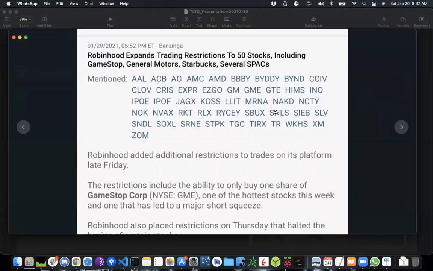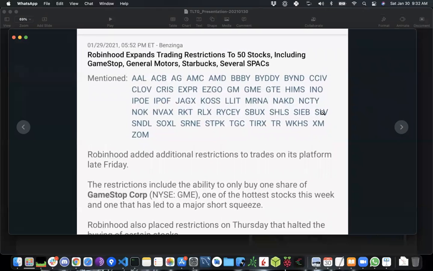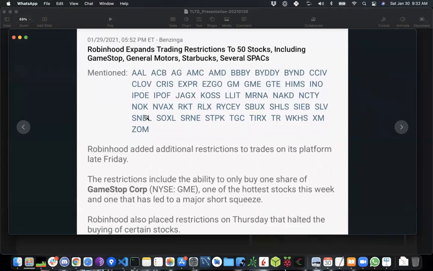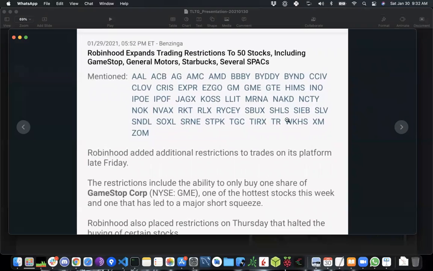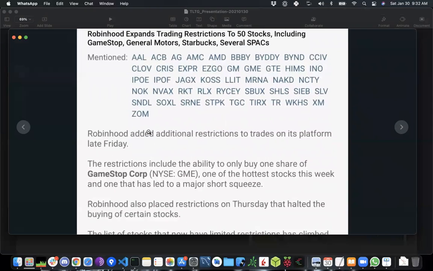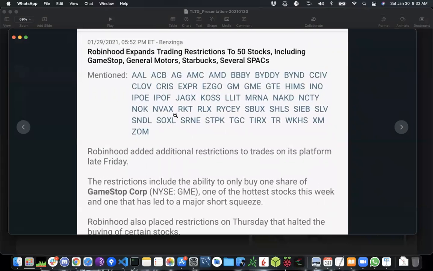What else do we have in here? Starbucks. But this one here, silver, this got my attention. And Sundial Growers, so pot stocks, and Workhorse, and Zom. Those are all stocks that we've discussed in this group that they're restricting now, and it's just infuriating.